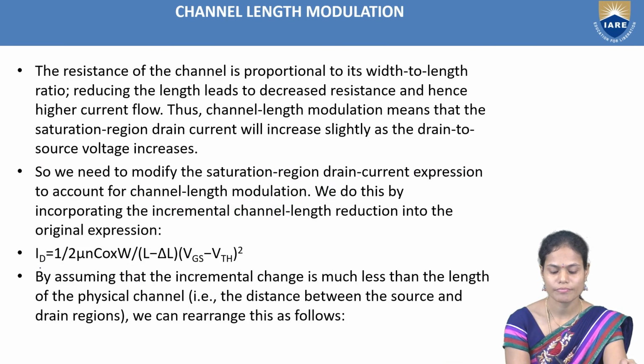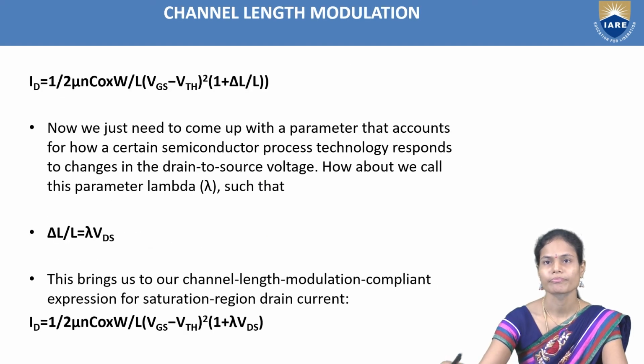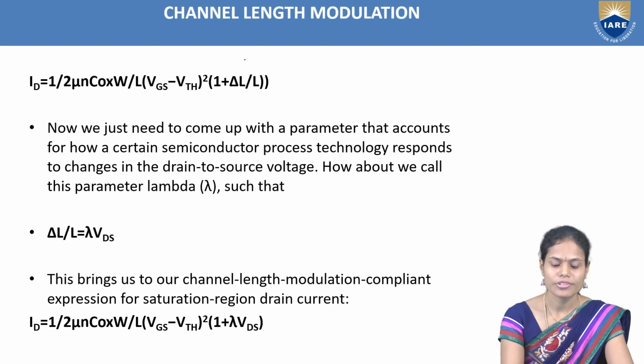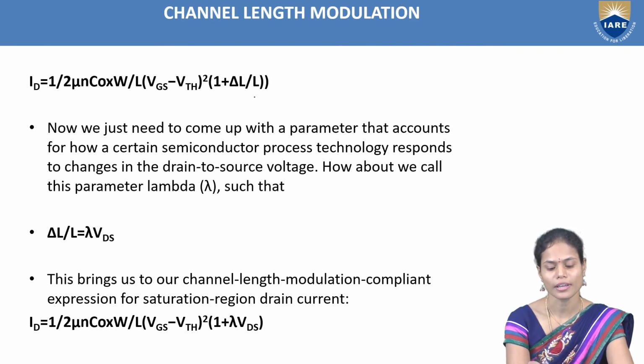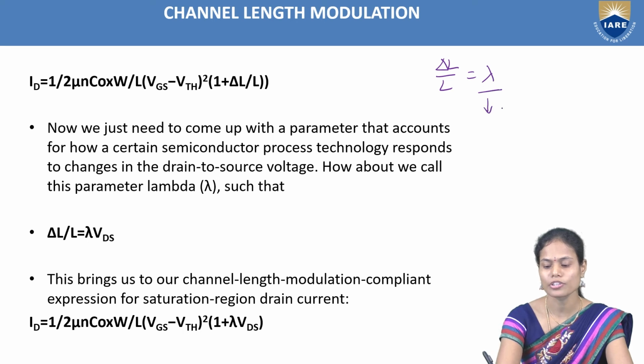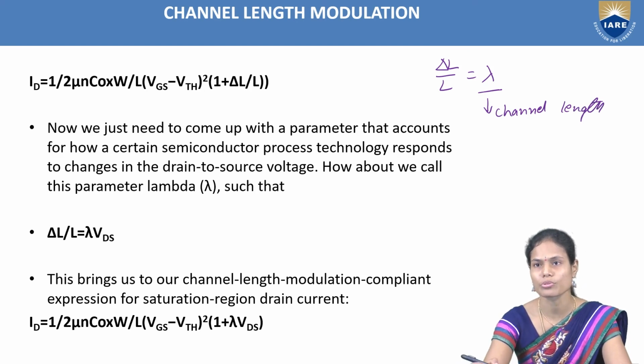If we replace in that way, we will get L minus del L as an extra term in the saturation current. And if we simplify that, we will get 1 by 2 mu n COX W by L into VGS minus VTH whole square into 1 plus del L by L. Here del L by L is nothing but the parameter lambda that is occurring due to the channel length modulation. The length of the channel is varying due to the variation of the drain to source voltage.